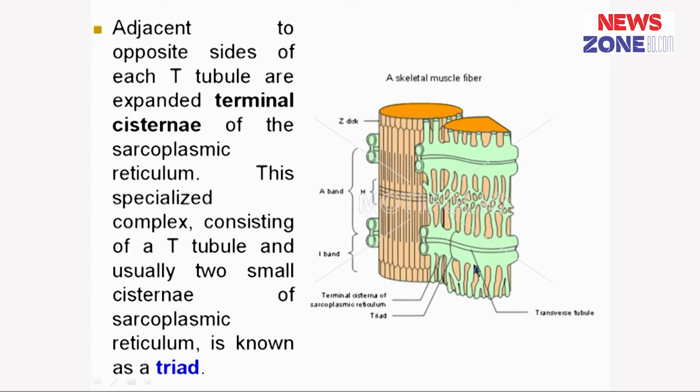In this figure we can see this is the T-tubule or transverse tubule, and on each side of the T-tubule there are terminal cisternae of the sarcoplasmic reticulum, and this unit is known as a triad, which is present at the A-I boundaries or A-I junction.